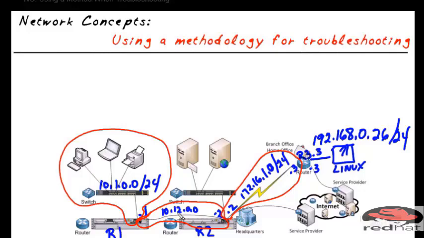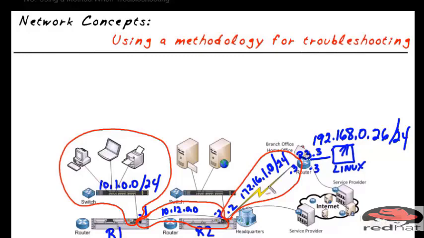But maybe this is Las Vegas, up here is Reno, Nevada, and we're paying a service provider for a wide area network connection so we can have connectivity between them. So whenever you see a lightning bolt, it usually refers to some type of wide area network connectivity.